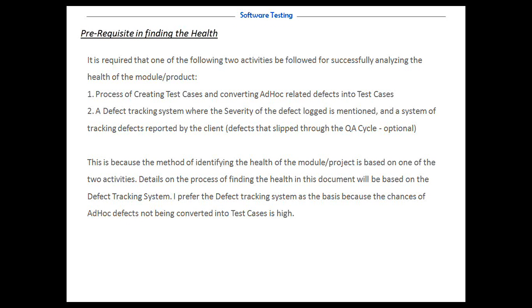Now, for this particular example of how to identify the health of a product, we need to have one of these two processes in place. Either the process of creating test cases and converting ad hoc defects into test cases, or a proper defect tracking system where the severity of the defect is logged and mentioned. I personally prefer the second option, because I felt the defect tracking system to be better; the chances of ad hoc defects being converted into test cases are not very high. People normally miss that out.